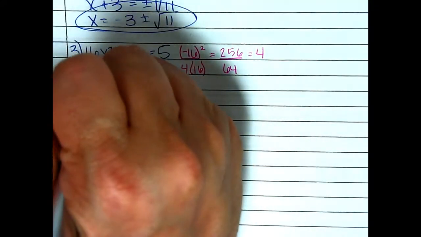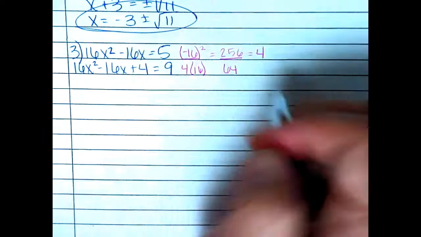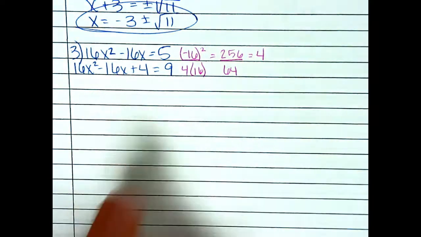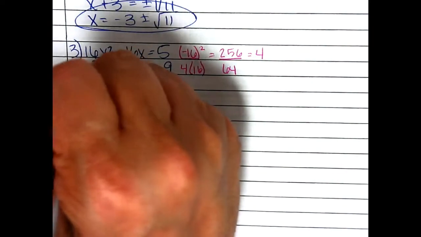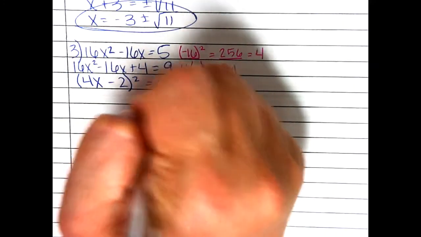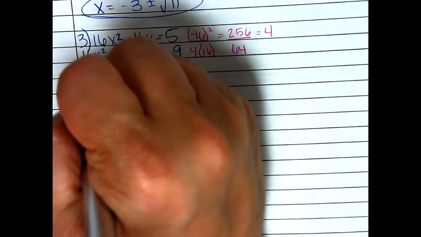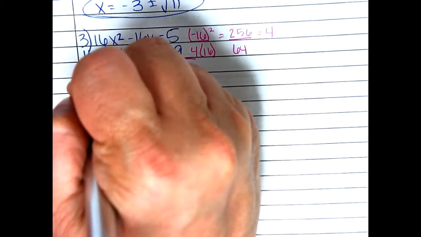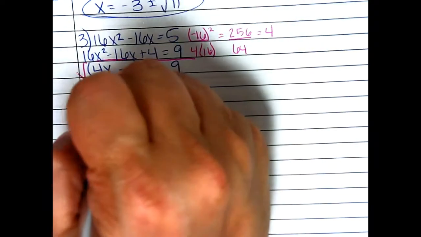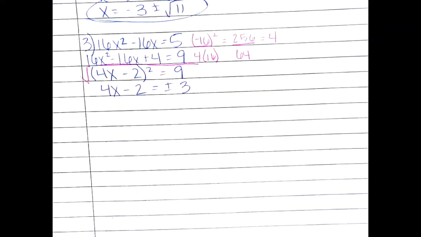So I get 16x squared minus 16x plus 4 equals 9. And then factor the left side as a perfect square trinomial. So that is 4x minus 2 squared equals 9. Need to take the square root of both sides now. So 4x minus 2 equals positive or negative 3.